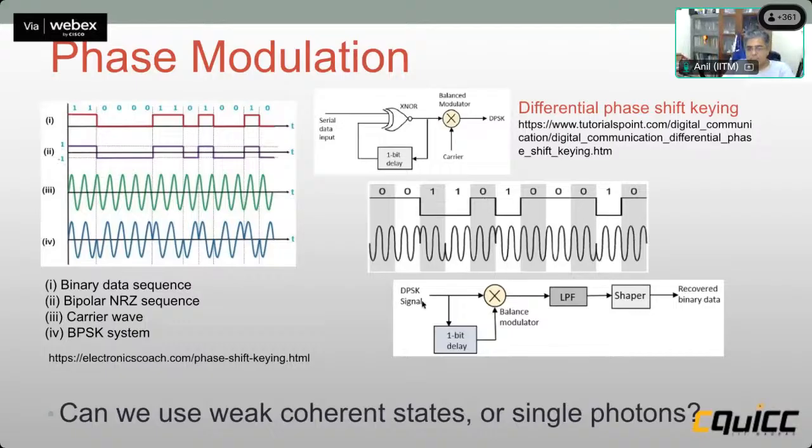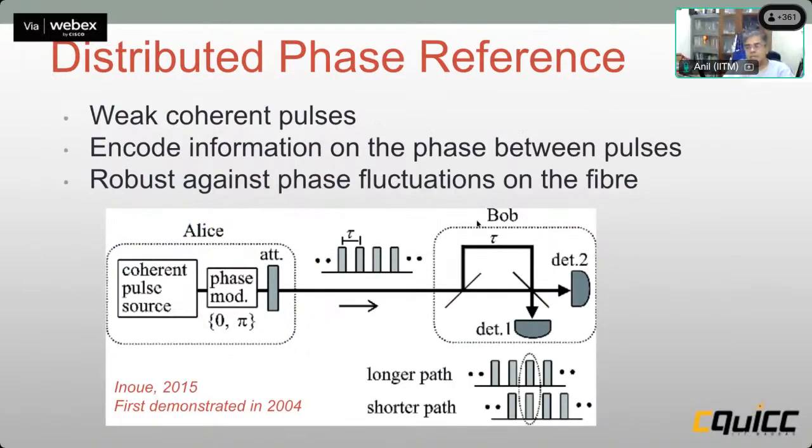And what it is doing is that if I do this 1 bit delay and I interfere the gray 1 out here with the white 0 out here, I will get an output and I can recover this data. Can we do this with weak coherent states or single photons? The answer is yes. And that is what was demonstrated in 2004 by the Japanese, saying that this is a very nice way of transferring information between two parties who are trying to send secret information.